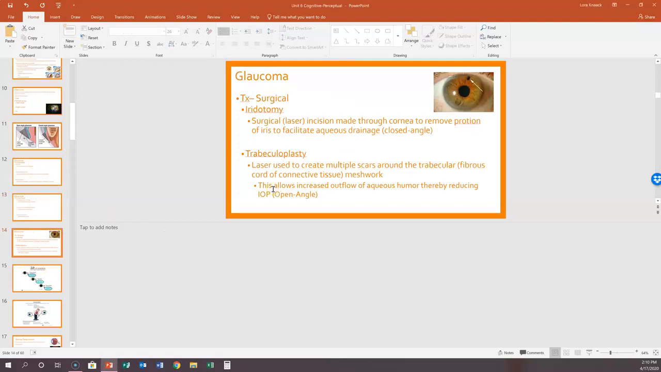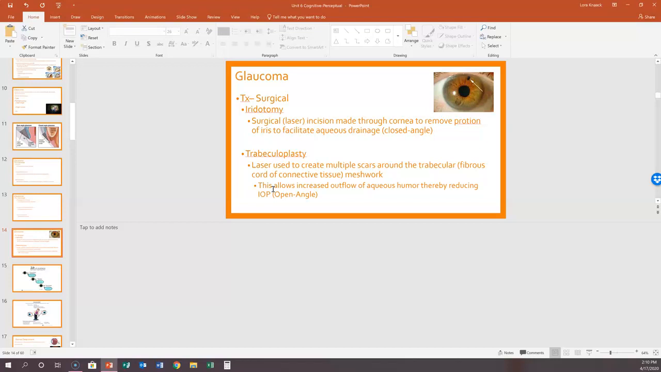Okay, then we got a couple of surgical things. The iridotomy, this is where a surgical laser incision is made through the cornea to remove a portion of the iris to facilitate aqueous humor drainage. This is for closed angle glaucoma.